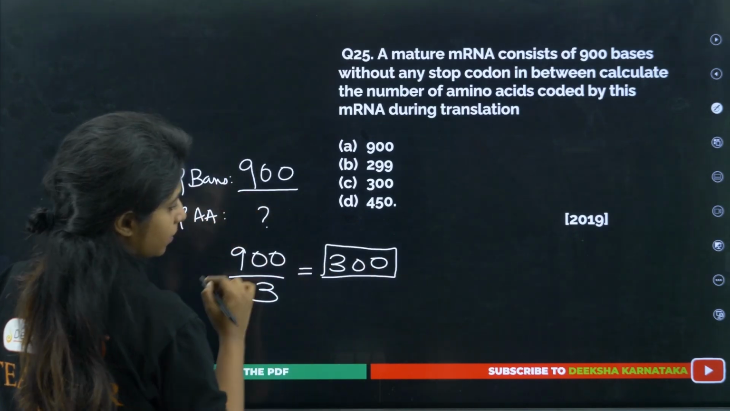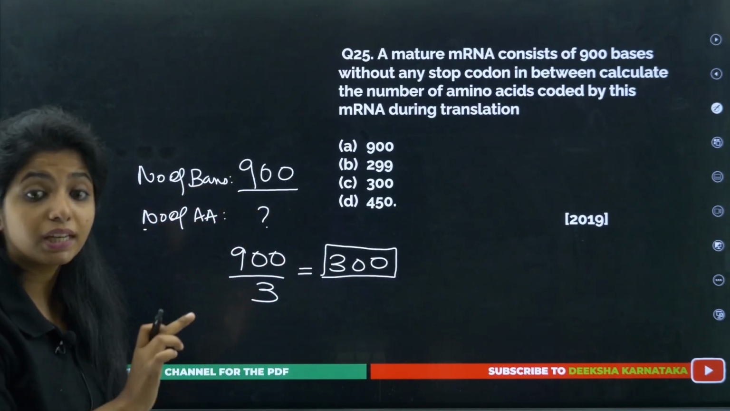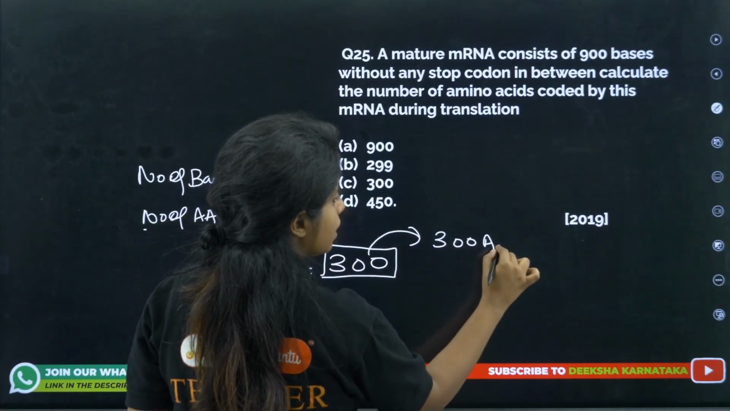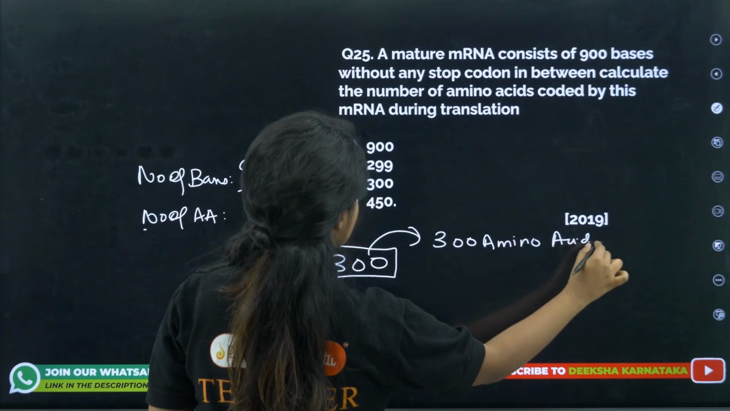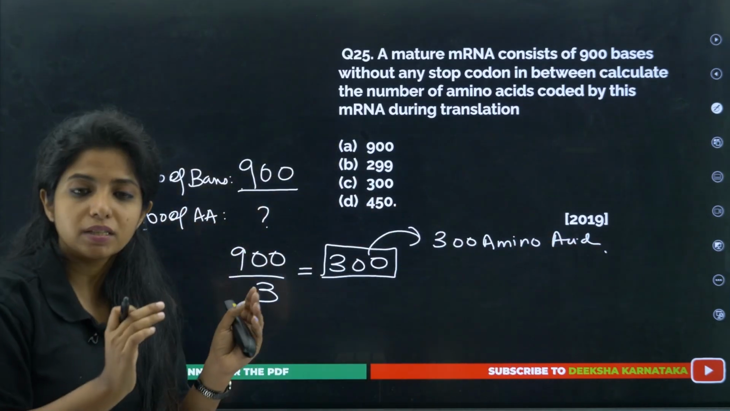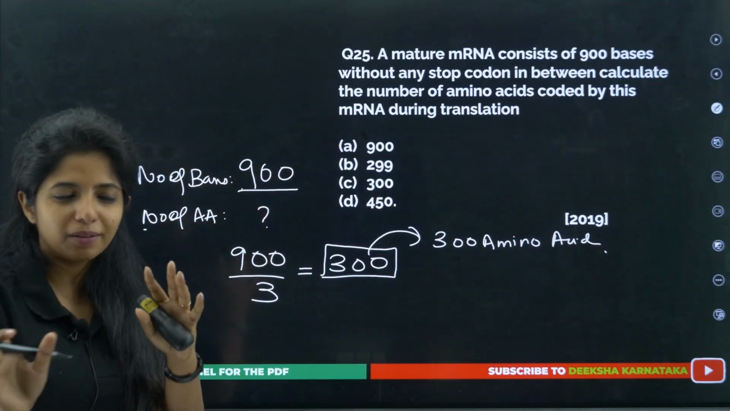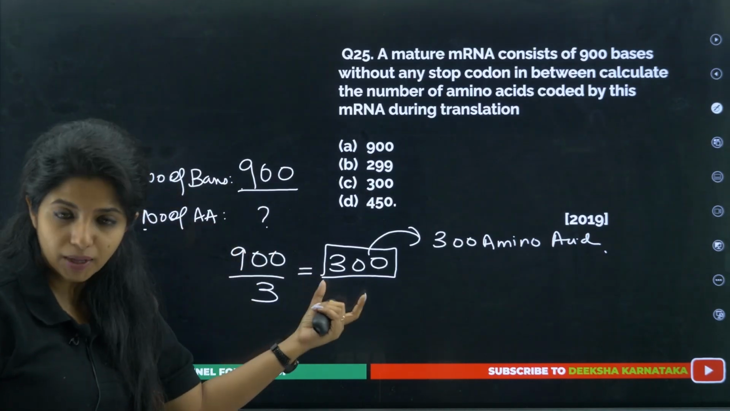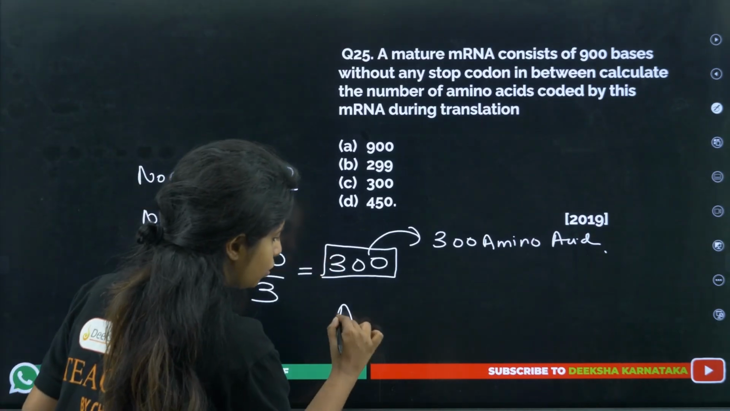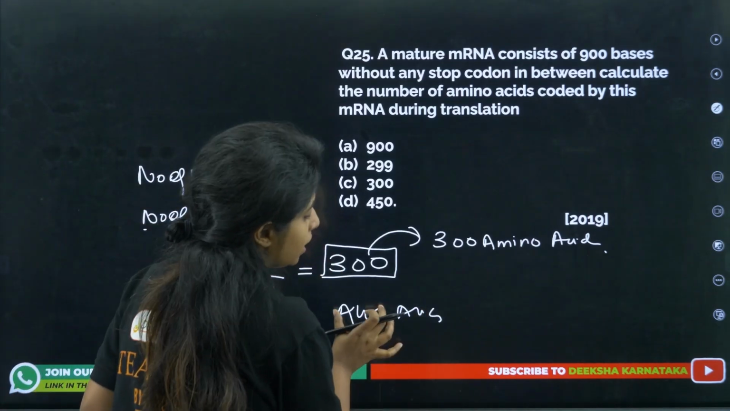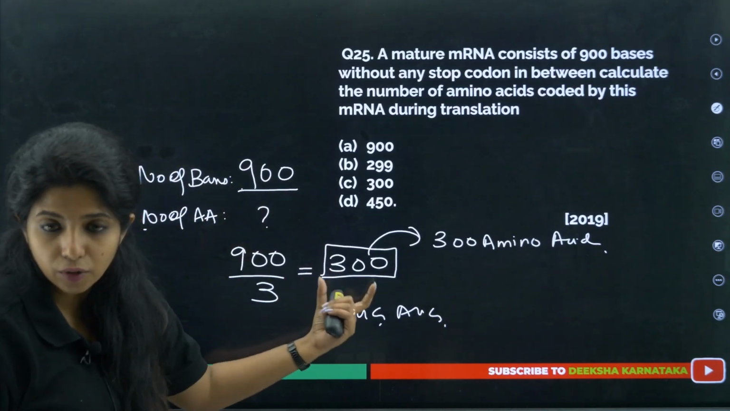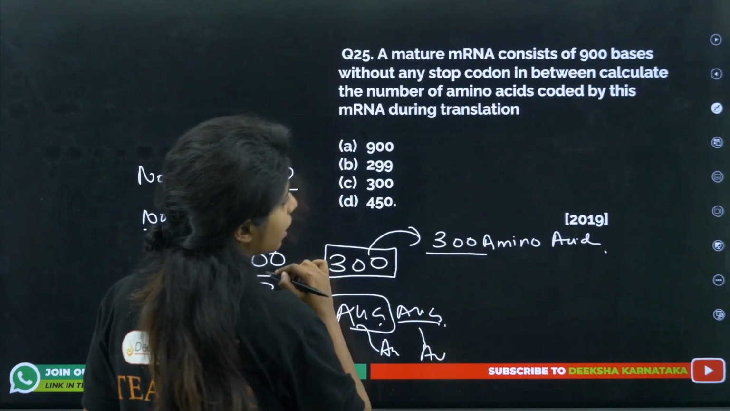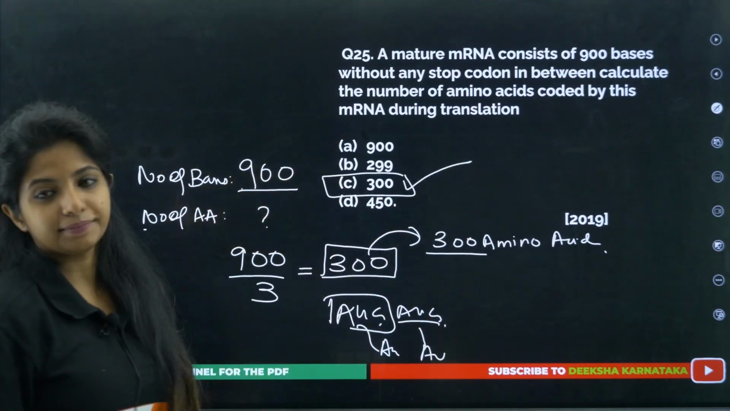So there will be 300 codons, and these 300 codons will be coding for 300 amino acids. I'll explain once more. You have 900 bases. These bases come in groups of 3. So 900 divided by 3, I get 300 of them. So 300 codons are there. For example, AUG is one codon, this is the next codon. Similarly, you have 300 of them. Each codon is coding for just one amino acid, right? So I have 300 amino acids. So this becomes the answer.